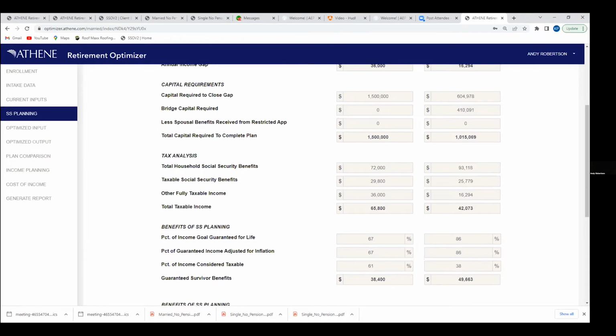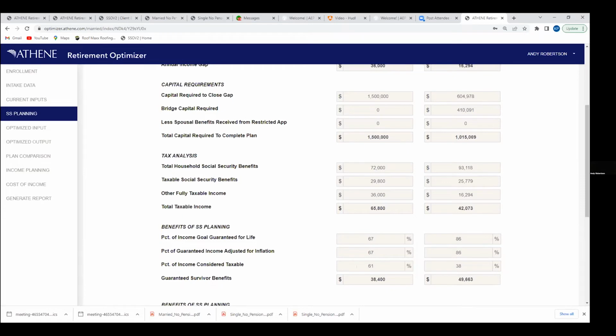And then lastly, this is what we call the benefits of Social Security planning. We focus on the 4 areas of concern. So if we stick with your plan, the percentage of your income goal that'll be guaranteed for life is 67%. If you move with the alternative, it's 86. Percentage of your income that's inflation adjusted automatically without market exposure, 67. With the alternative, it's 86. And by the way, these are identical because in both instances, Social Security is the driver. So Social Security is providing all the guaranteed income. It's also providing all of the inflation adjusted income, right?